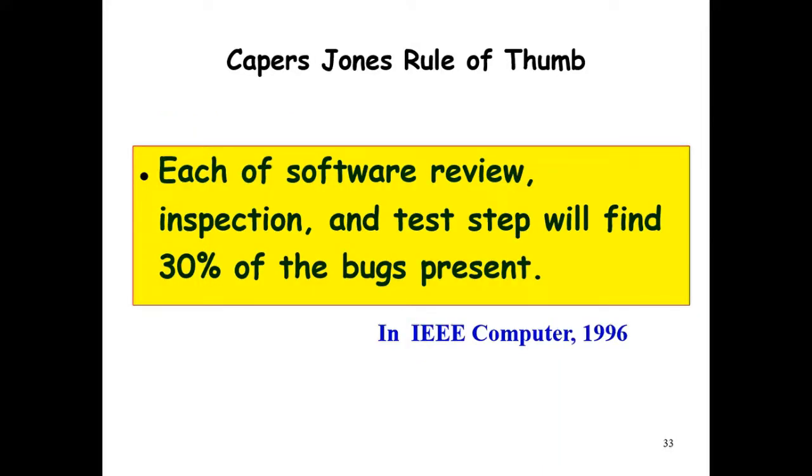So the Capers Jones rule of thumb: each software review, inspection and test step will find 30% of the bugs present. Okay, so each review, inspection and test step will be able to find 30% of the bugs present. The more reviews and inspections are done, the more bugs can be found, but it doesn't mean that we'll always perform this type of testing. We have to stop at some point of time.